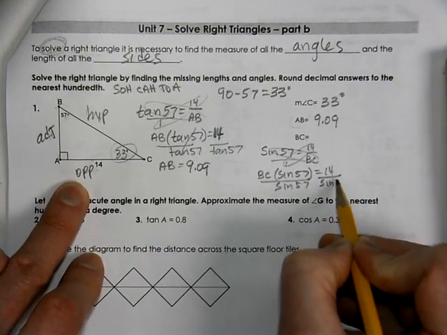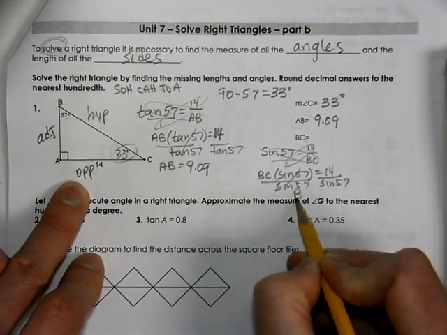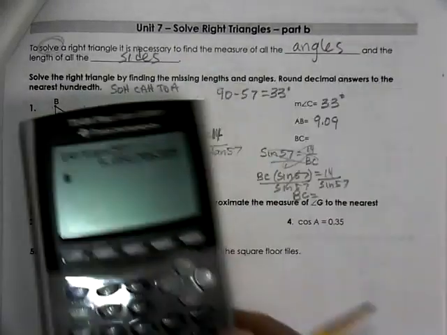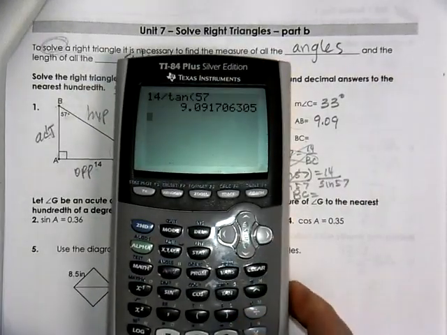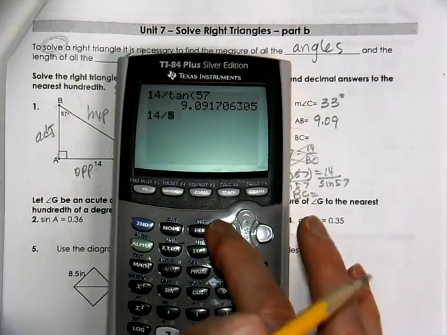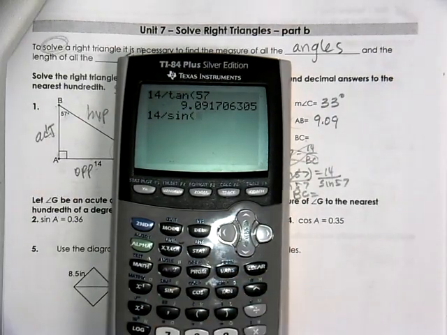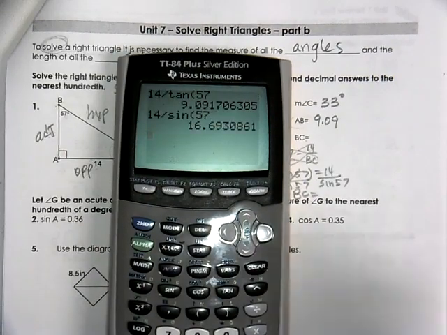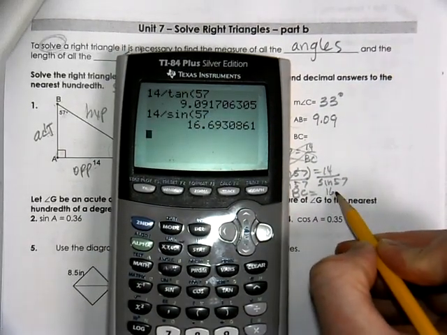So BC, using our calculator, 14 divided by the sine of 57 is going to be 16.69.